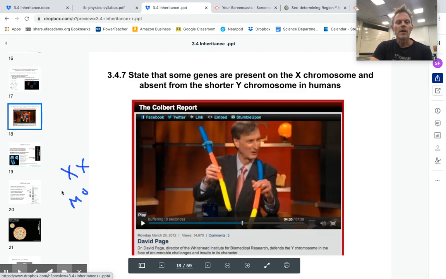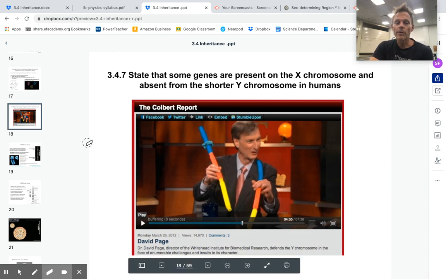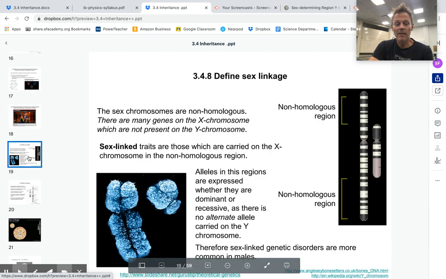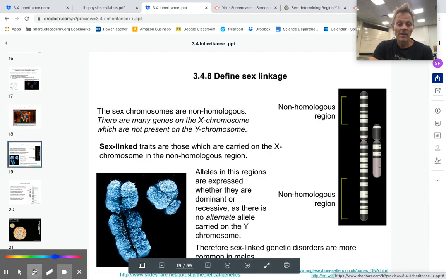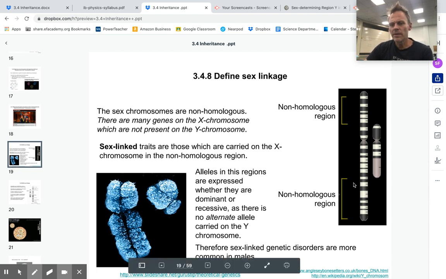There we go. So the next slide says state that there are some genes that are on the X chromosome that are absent from the Y. And to demonstrate that, I'm going to go quickly to the next slide to show you how that can be. It basically just comes down to length, because of the X chromosome being longer. If we look at these chromosomes, the longer one is the X, the smaller one is the Y.